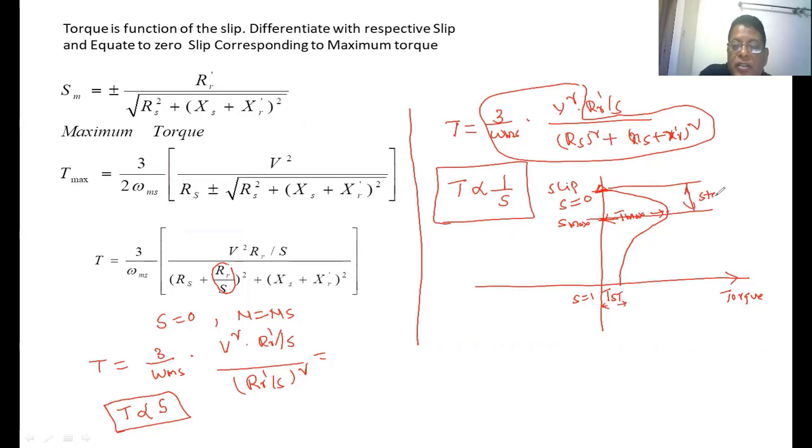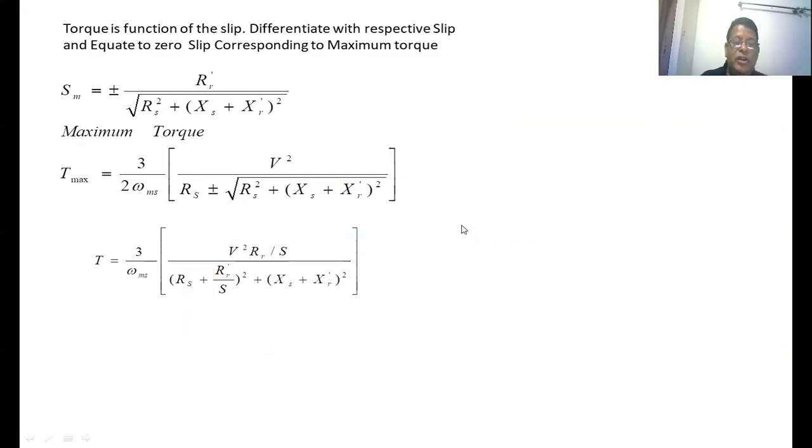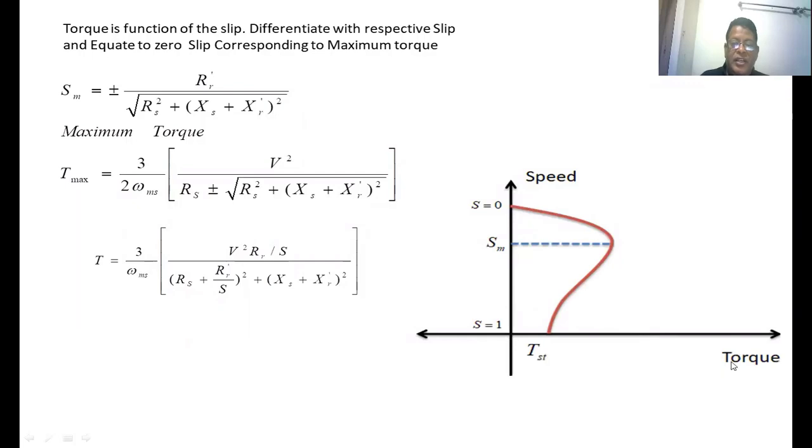This region is the stable region, whereas this is the unstable region. We call this region the stable region because as the slip increases, the torque developed in the induction motor also increases. But in this region, as the slip increases, the developed torque in the motor decreases. That's why you always operate the induction motor only in the stable region. We never operate the induction motor in the unstable region. These are the slip-torque characteristics of a three-phase induction motor.